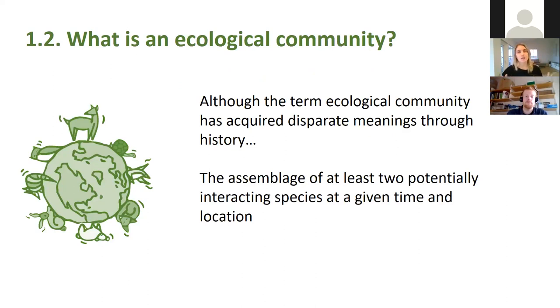Okay, so now we have answered the question about what is community ecology, but then what is an ecological community? In the same way as community ecology as a field has been shaping only recently, the term ecological community has also acquired disparate meanings through history. But nowadays, the most broad definition that we use is the assemblage of at least 2 potentially interacting species at a given time and location.